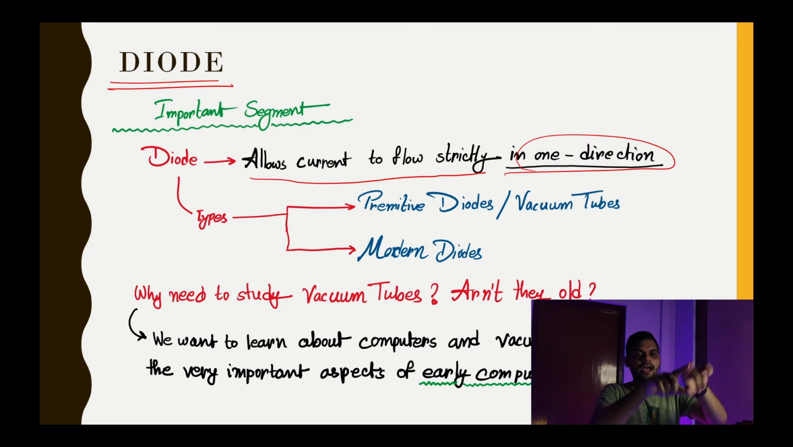Let's suppose we have a circuit here, a battery here, a resistor here, and an LED here, and we introduce a diode in between that resistor and battery.